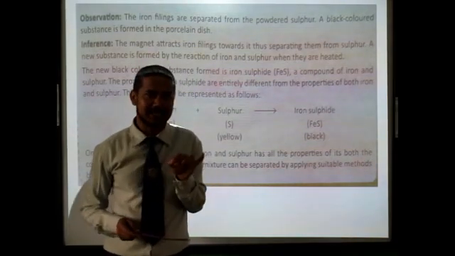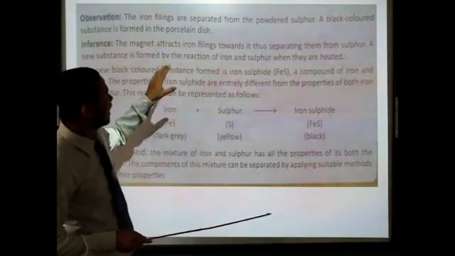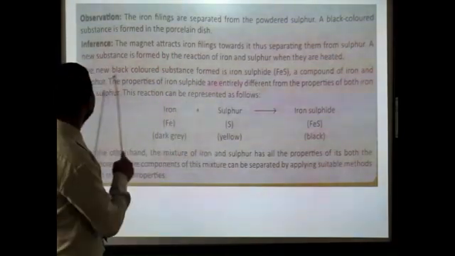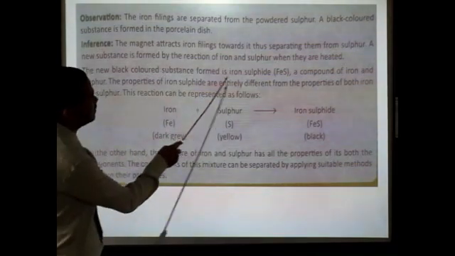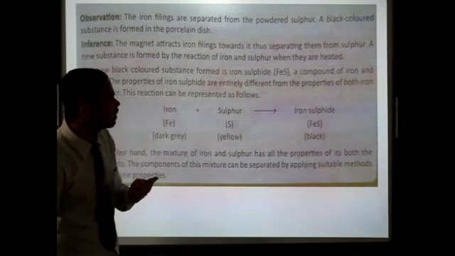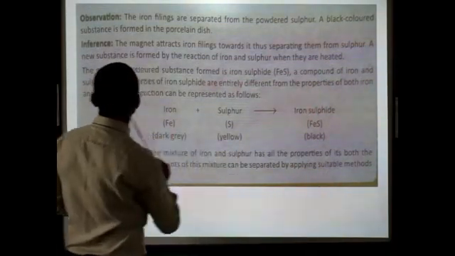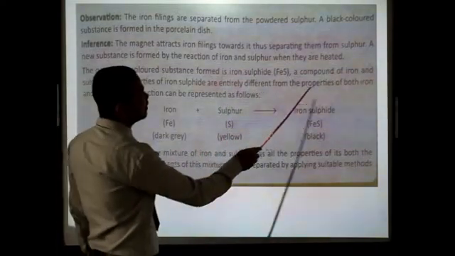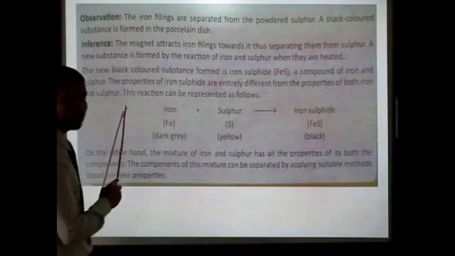That means heating. Here heating has made a new substance. The new black colored substance formed is iron sulfide. So what is the new substance formed? Iron sulfide, a compound of iron and sulfur. The properties of iron sulfide are entirely different from the properties of both iron and sulfur.